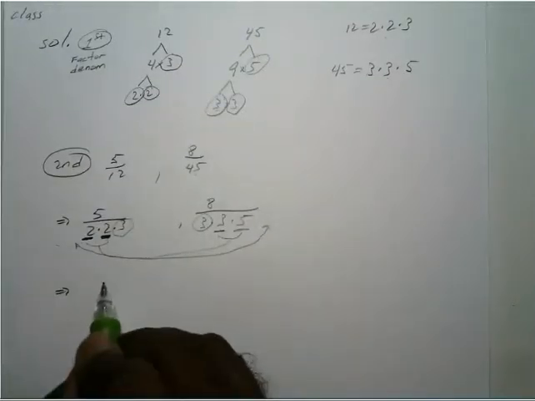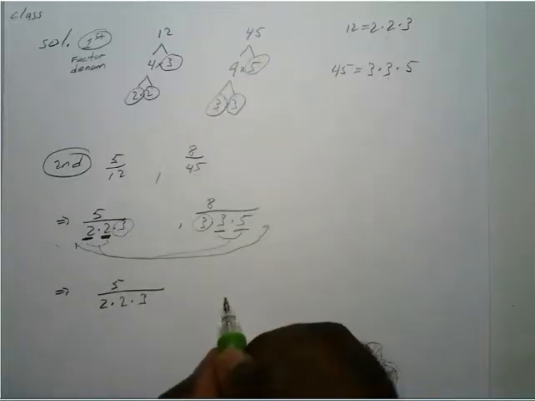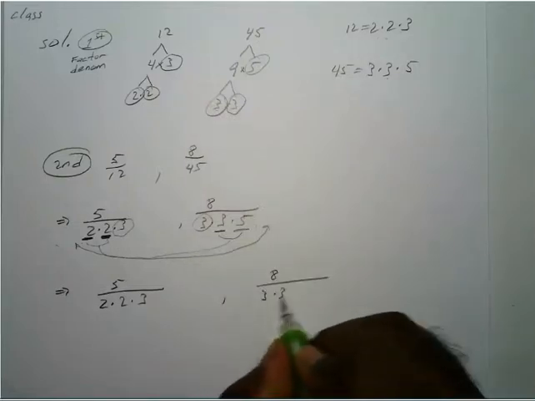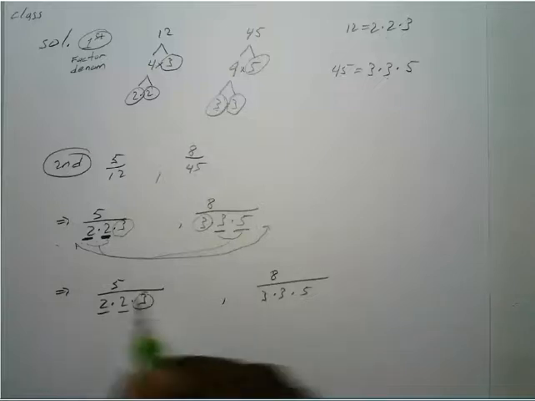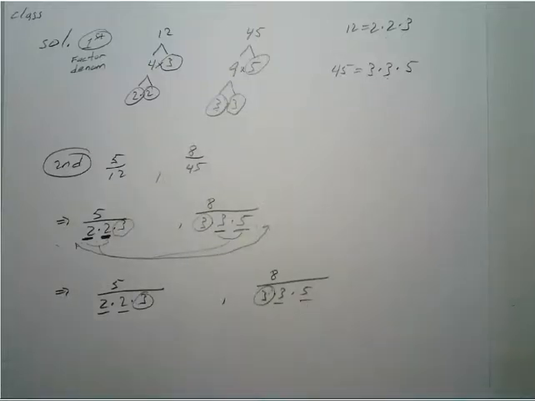Okay, so I'm just going to rewrite it. 5 over 2 times 2 times 3. Give it a little space. 8 over 3 times 3 times 5. And we underline, underline, circle, circle, underline, underline. Okay, just the same thing we had up here.